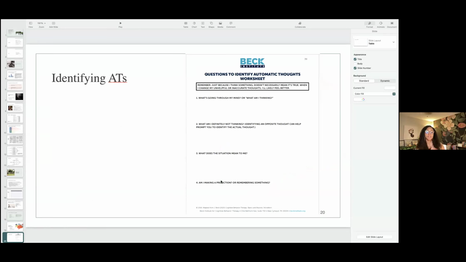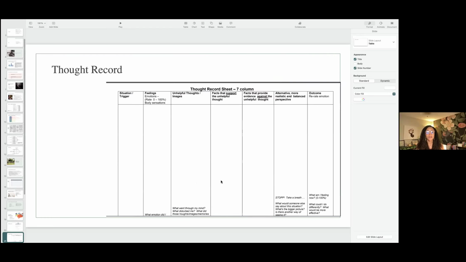And so this is just a replication of the slide I showed you before about how to help clients identify automatic thoughts, right? What's going through my mind? What am I not thinking? What does the situation mean to me? Am I making a prediction or remembering something? And so I thought that we would also spend some time practicing on our own, utilizing a recent situation.